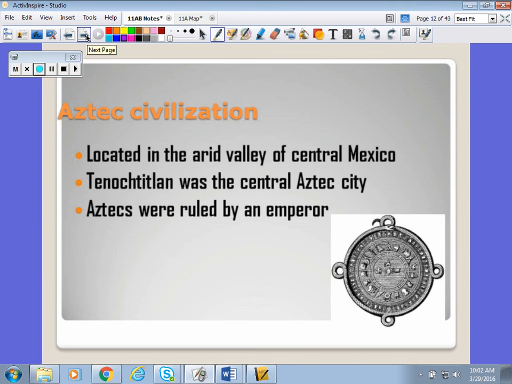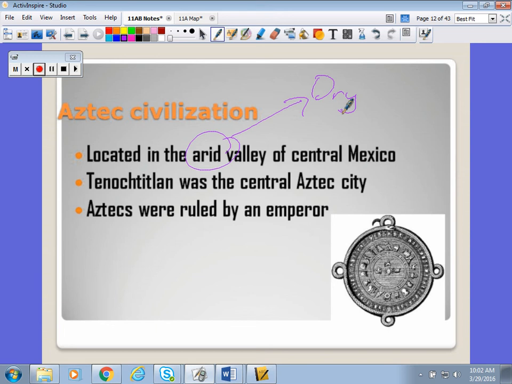Now the Aztecs. The Aztecs are located in an arid valley of central Mexico. They're a little farther north of the Mayans. The word arid, for those of you looking for vocab words, means dry. Very, very dry valley in central Mexico. Basically desert-like conditions. Very hot.